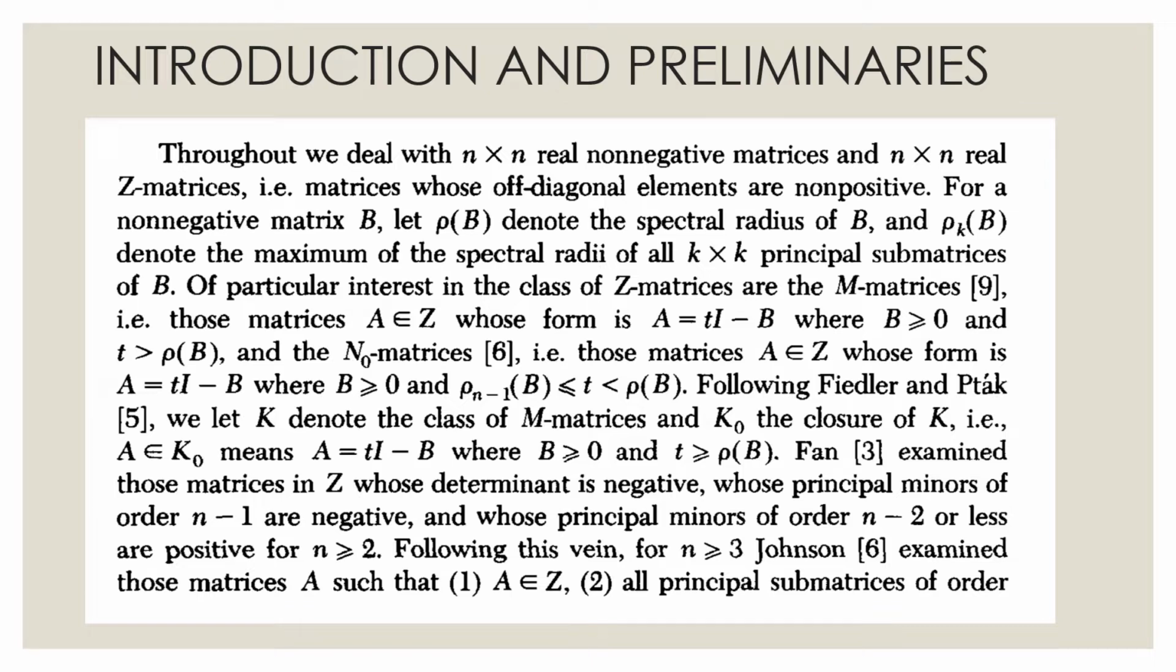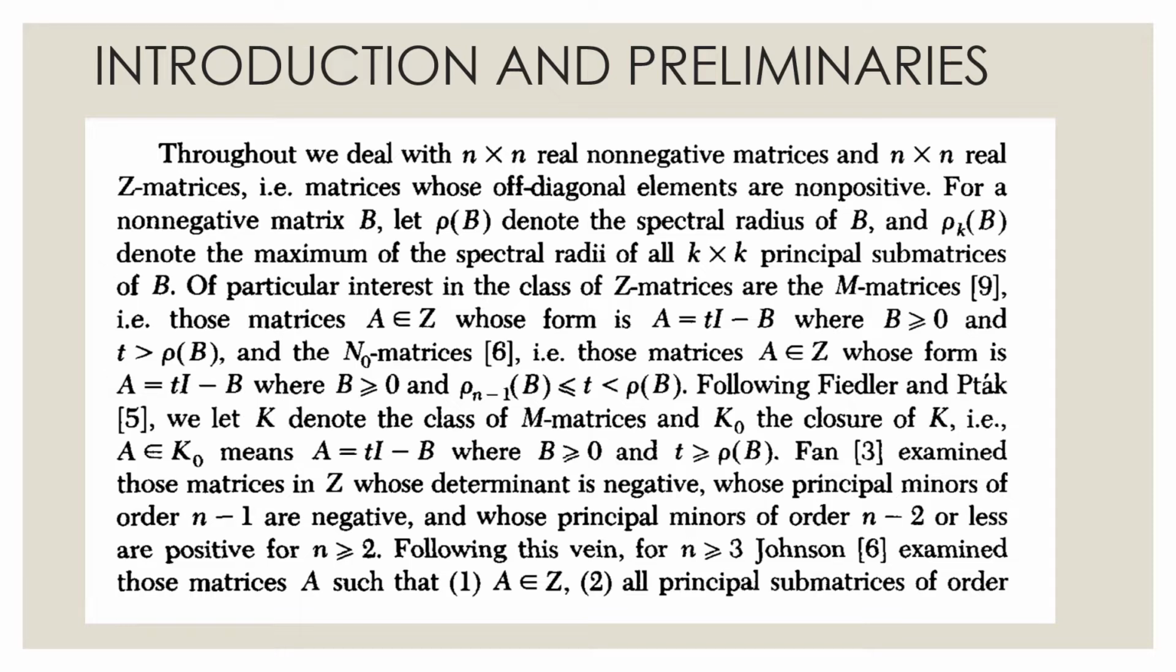Let ρ(B) denote the spectral radius of B, and ρ_k(B) denote the maximum of the spectral radius of all k×k principal submatrices of B. We are of particular interest in the class of Z-matrices or the M-matrices, either those matrices A in Z whose form is A = tI − B, where B is greater than or equal to 0 and t is greater than ρ(B), and the N0 matrices.